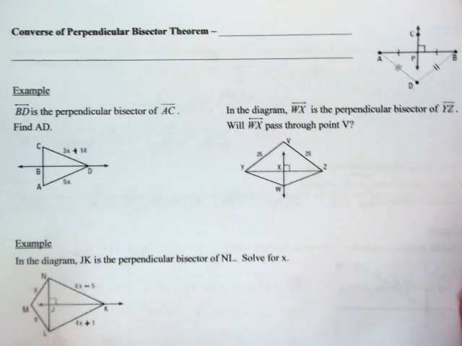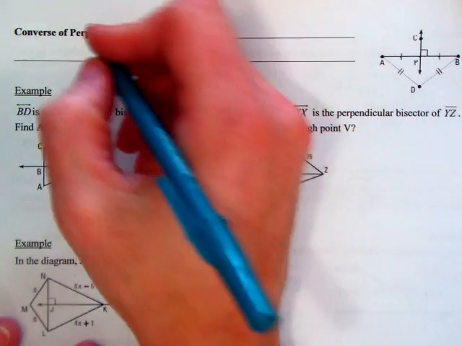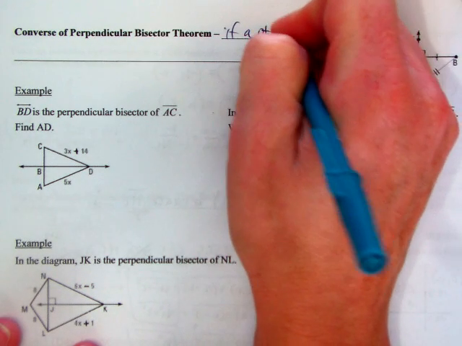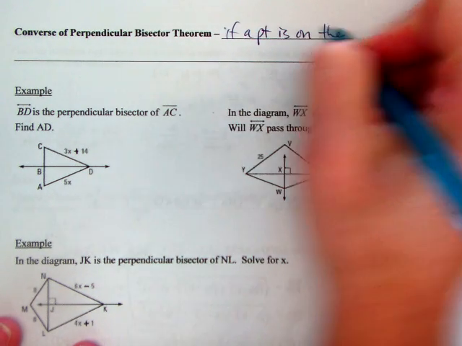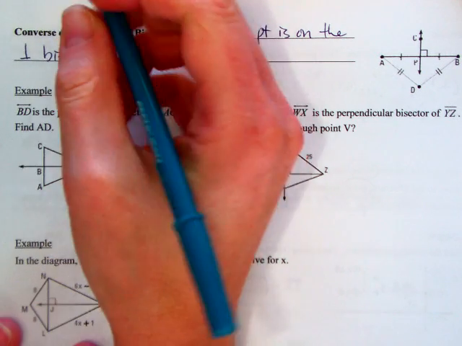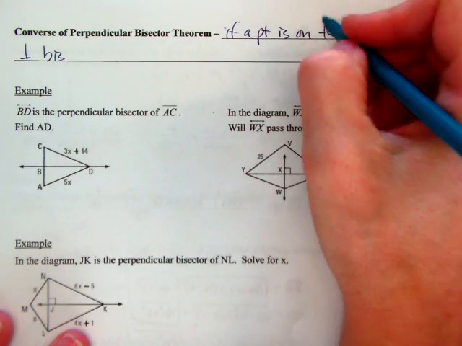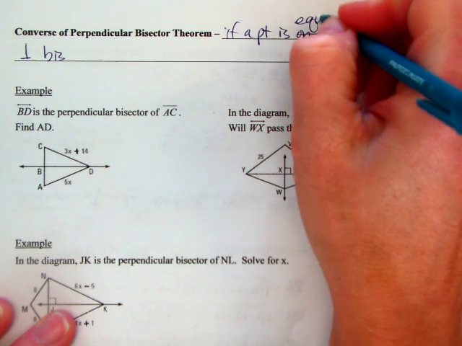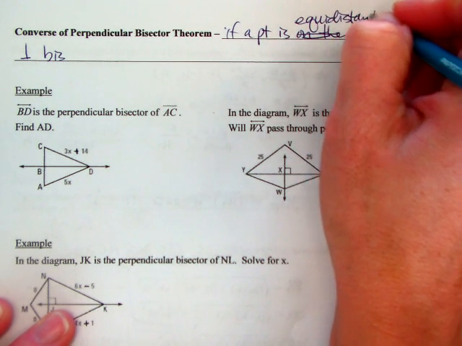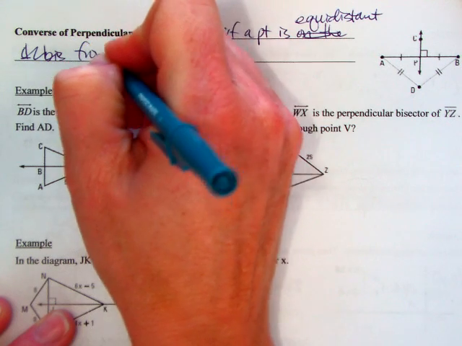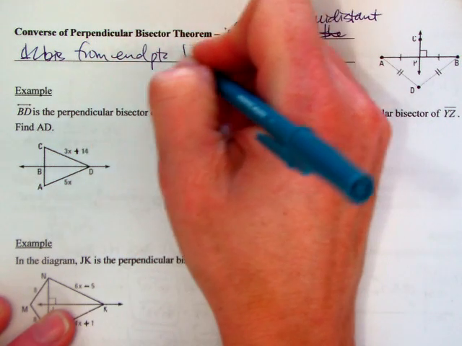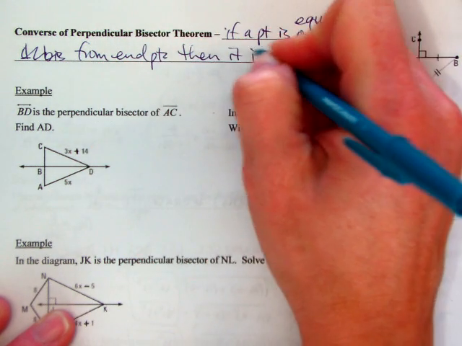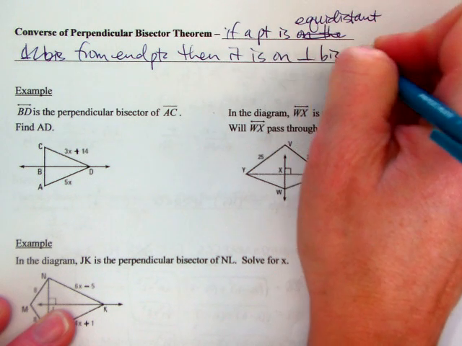So let's do a couple of examples. Sorry, wrong page. Oh, one theorem, converse. So we're just going to flip it now. So the converse just says if a point is equidistant, we got to flip it, from the endpoints, then it is on the perpendicular bisector.